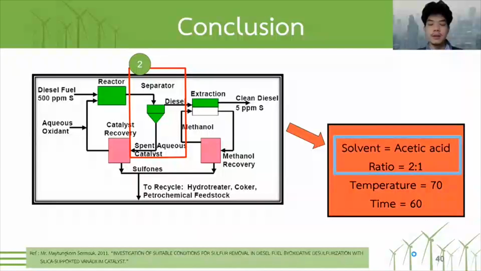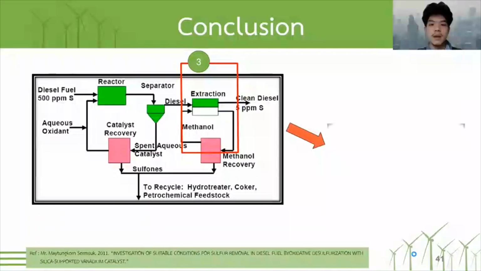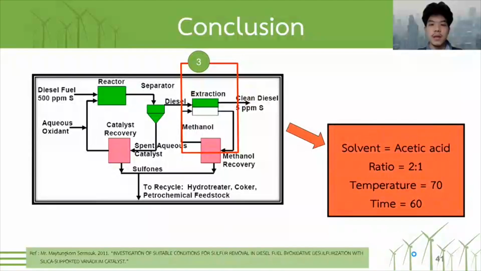In this process, acetic acid will pick out the sulfur component called sulfone. After that, the spent aqueous and catalyst are separated out from the bottom of the separator. Then sulfone is separated from the catalyst and spent aqueous. The next part is extraction. We extract the solvent which has sulfur from the diesel fuel and we get clean diesel.